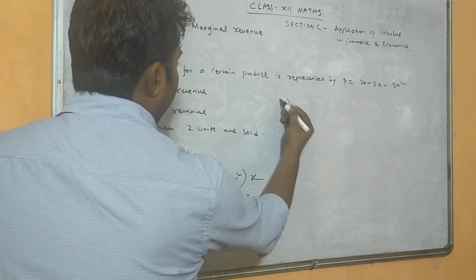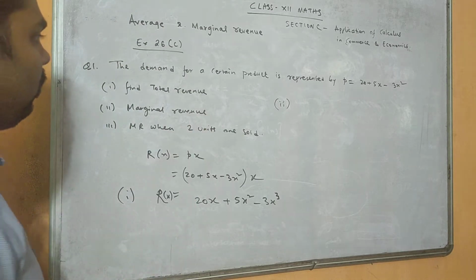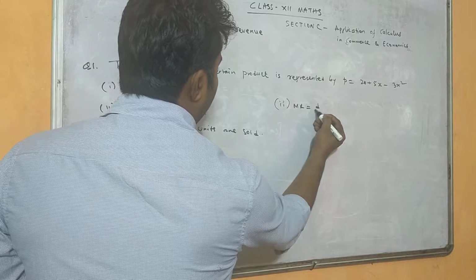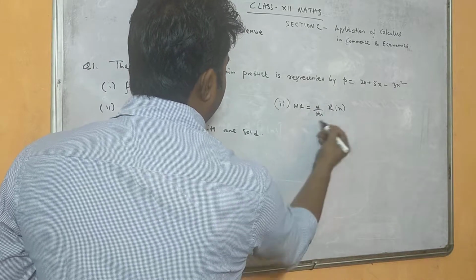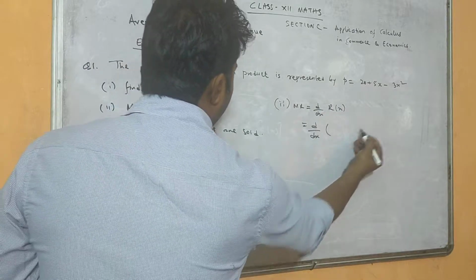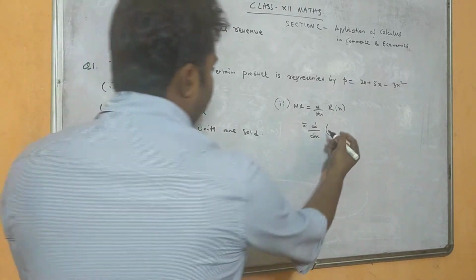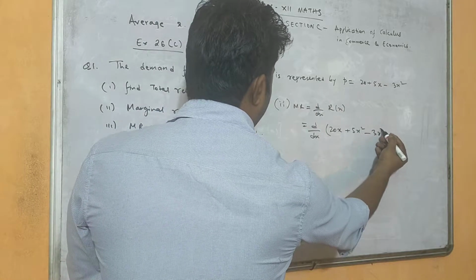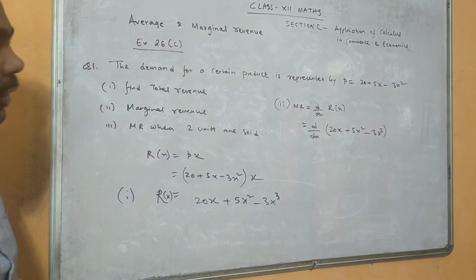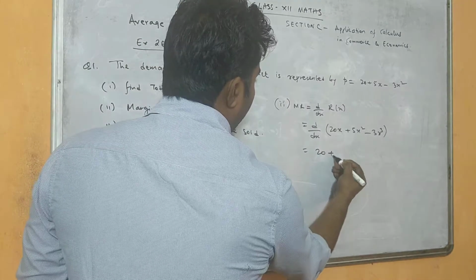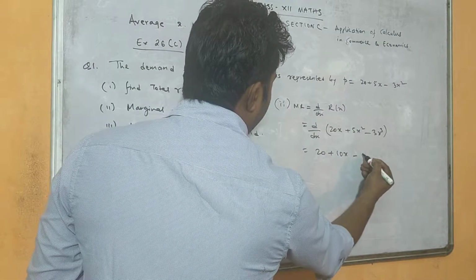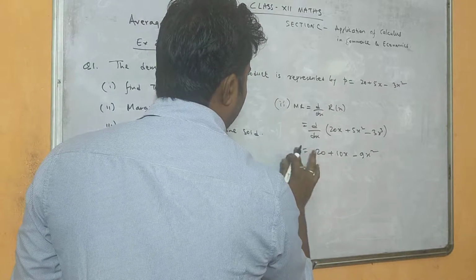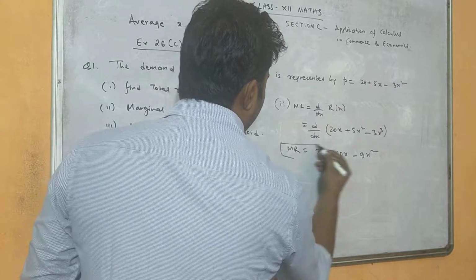Point number 2 answer. When you are finding the marginal revenue, we have to differentiate this revenue function. That means marginal revenue equals d/dx of the revenue function. What is the revenue function you see here? 20x plus 5x square minus 3x cube. So differentiation gives 20 plus 10x minus 9x square. This is our marginal revenue and this is our second answer, right?